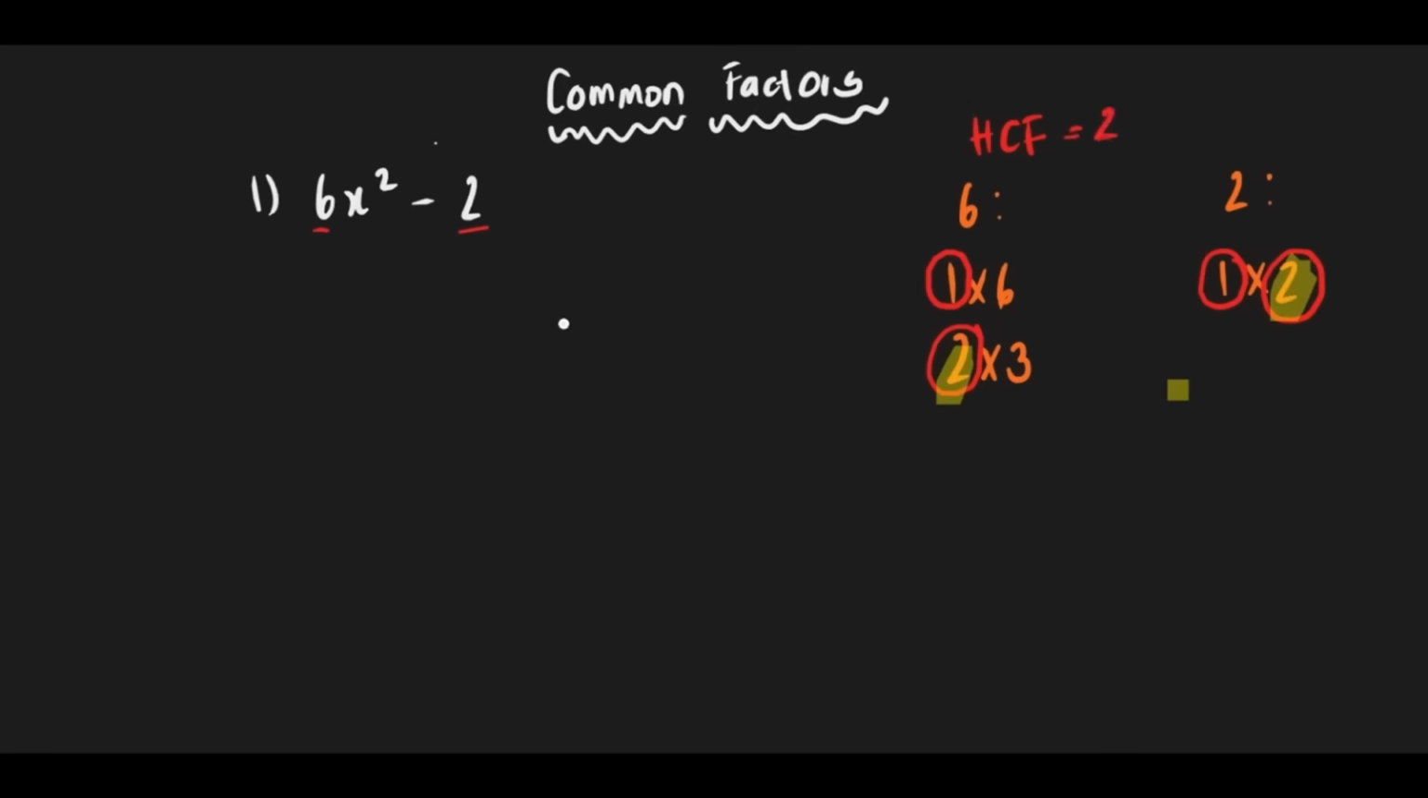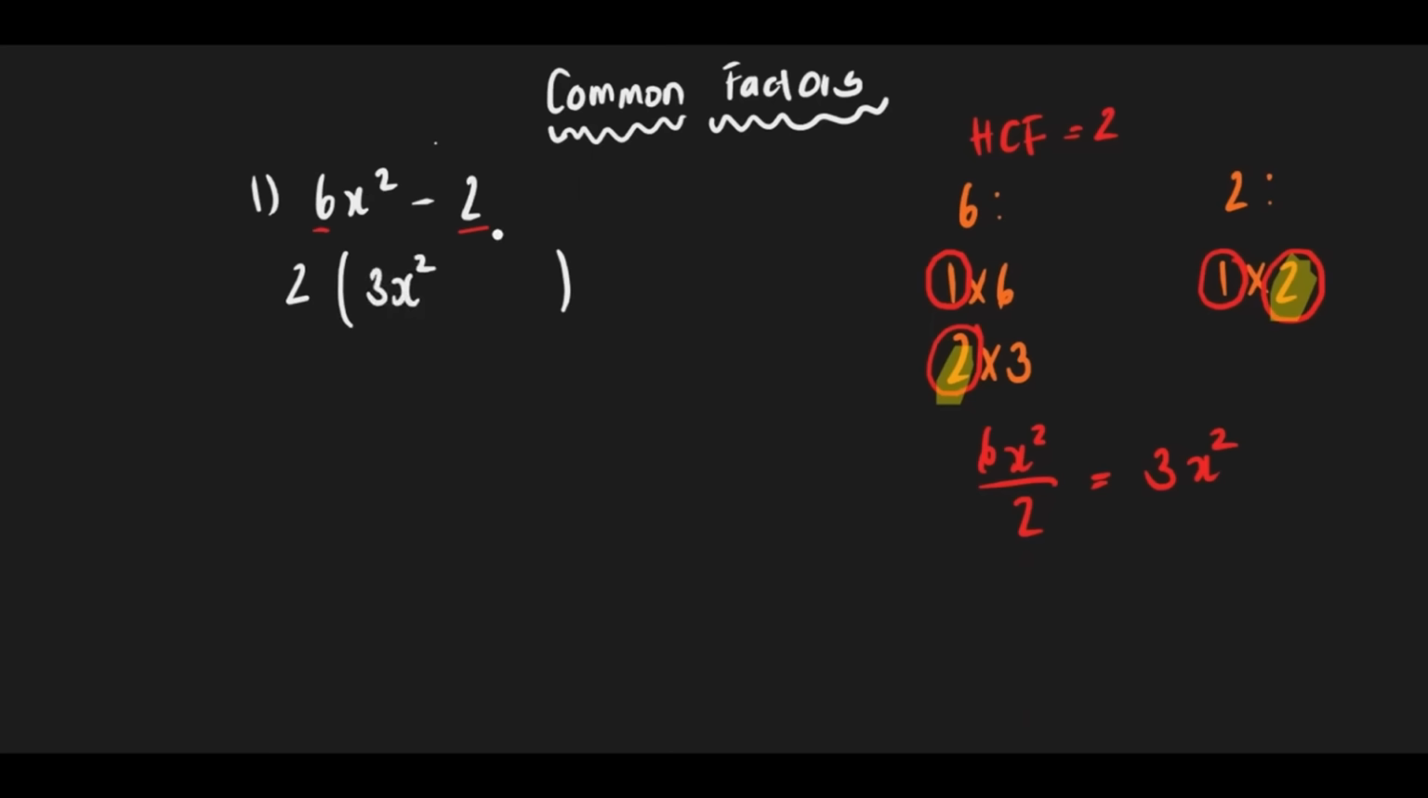So now we're going to take that 2, we're going to write it here, then we're going to open our bracket. After opening our bracket, we need to find each term that goes inside the bracket. To do that, we take each term and divide it by the highest common factor. So the first term is 6x squared. We're going to say 6x squared divided by our highest common factor, which is 2. Then 6 divided by 2 is going to give us 3. Then the x squared is just going to go down, so the first term is going to be 3x squared, right?